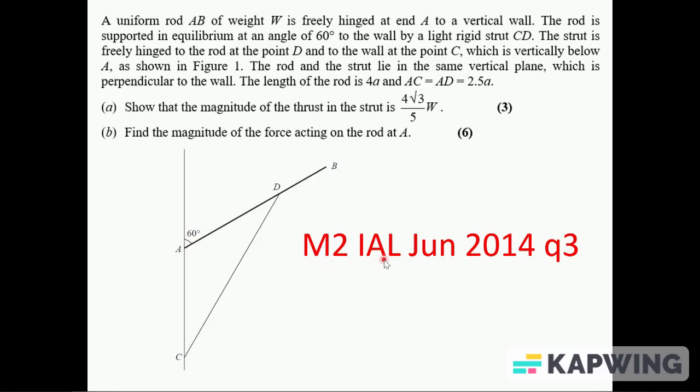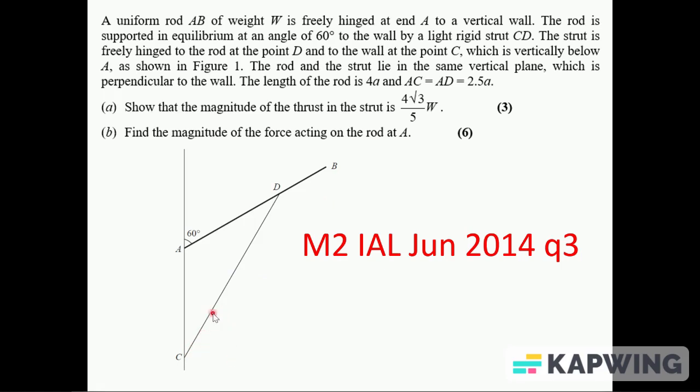Right, with the M2 International Paper, June 2014, question 3. Uniform rod AB is freely hinged at A to a vertical wall. The rod is supporting equilibrium at an angle of 60 degrees to the wall by a light rigid strut CD. The strut is hinged at D and to the wall at the point C.